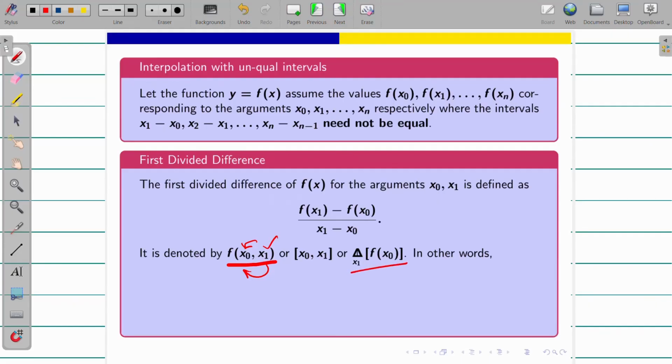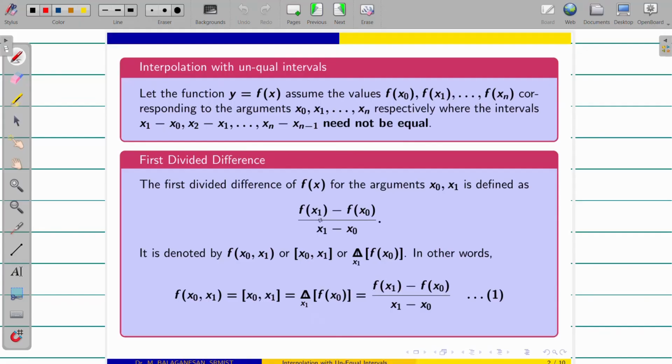It's going to be denoted by delta. This is delta, already we studied. One line is divided in the middle, so it is called divided delta. This is the divided difference operator. Therefore, f of x0 comma x1 can be written as divided delta of f of x0 at the argument x1, which is f of the second value minus f of the first value divided by the second value minus the first value.